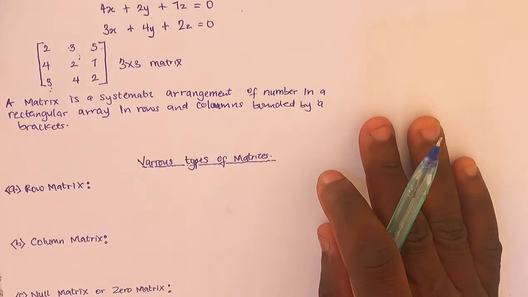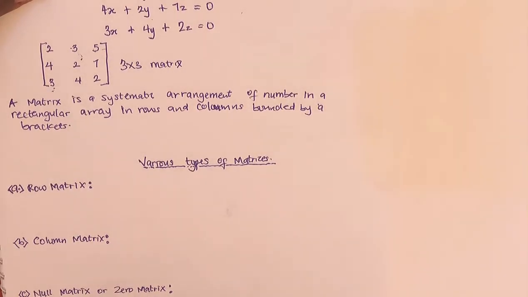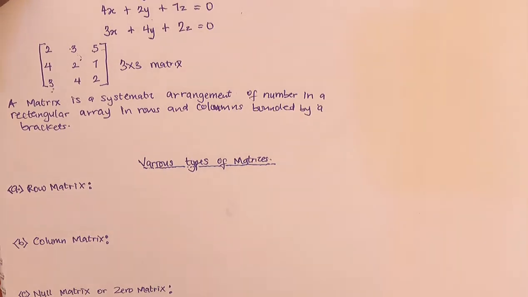The first one I have here is the row matrix. A row matrix is a type of matrix that deals with only one row and any number of columns. So it's a type of matrix that has to do with just a row and any number of columns. Let me write down the definition and then give you the example.